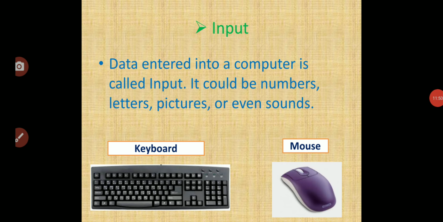After understanding the chart, now we will see the definition of input. Data entered into a computer is called input. It could be number, letter, picture, or even sound. Okay, any data. For example, on the keyboard you press the A. That is known as an input.